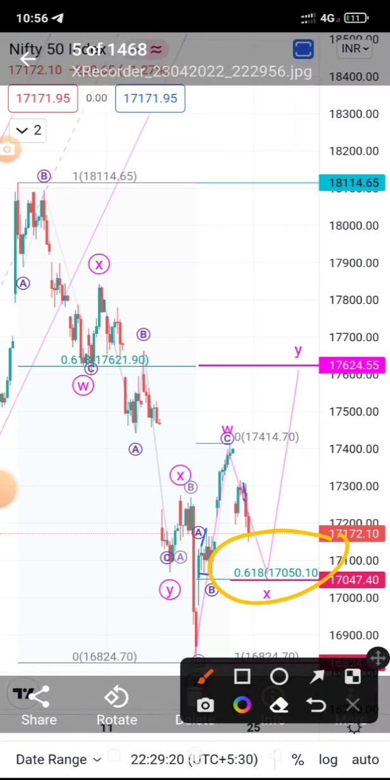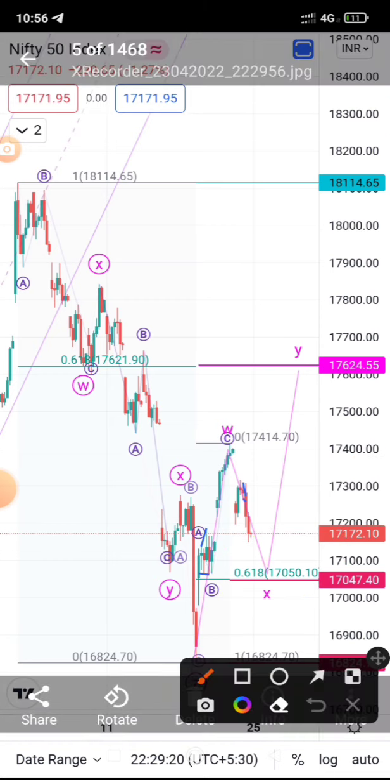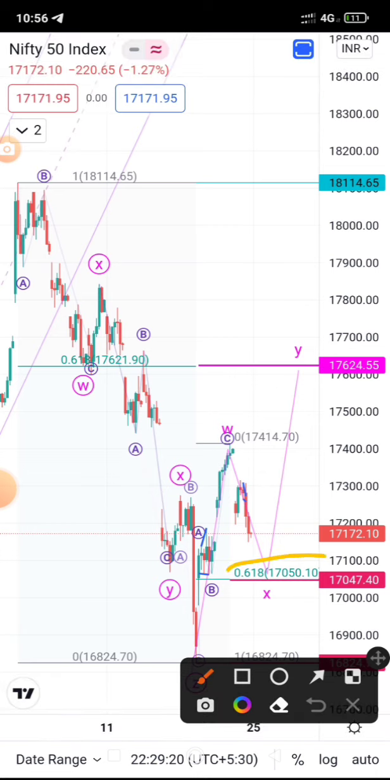And I'm expecting it to drop here and then pull back as a Y wave. Okay, so this is one possibility for next week. So this is case one. You can assume that in the next session on Monday, it will go toward this and then pull back.